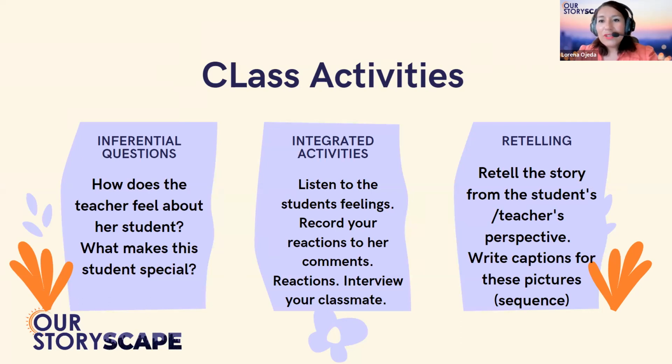Okay. So some ideas. Based on the story, we can use some inferential questions like how does a teacher feel about her students? You know, we know how important it is for our students to feel accepted, valued, and we have that power to turn that student into a super student. What makes this student special? Not maybe different, but special, because she has a special power. She has to do different things differently, right?